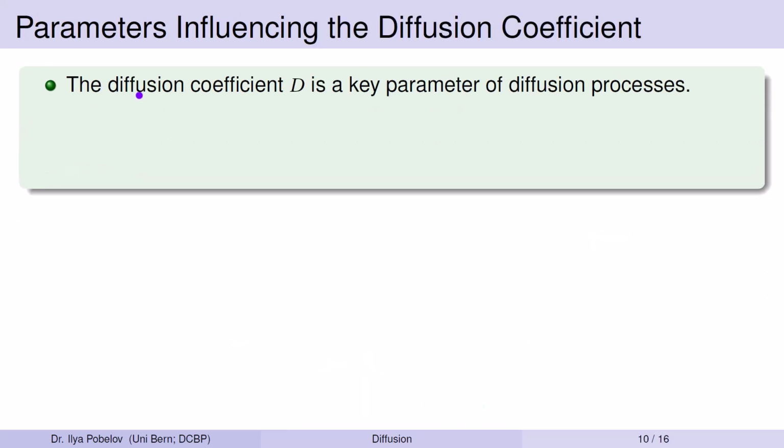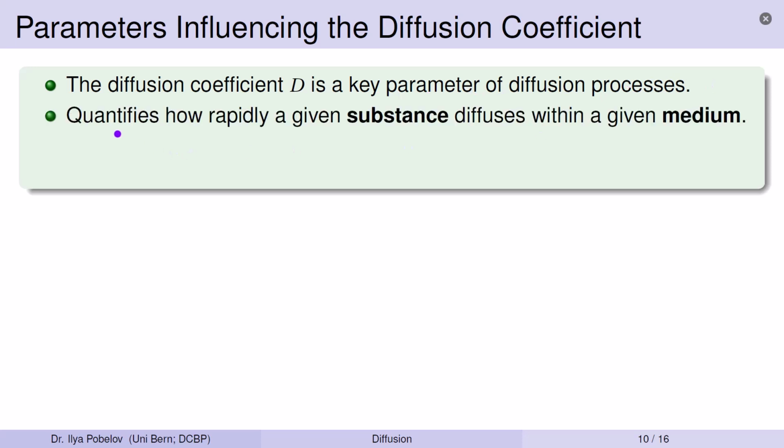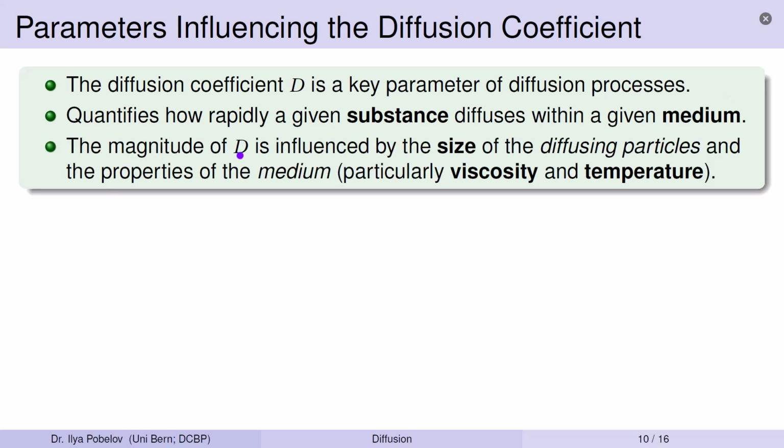The diffusion coefficient, denoted as D, is a key parameter of diffusion processes. It quantifies how rapidly a given substance diffuses within a given medium. The magnitude of D is influenced by several factors, including the size of the diffusing particles and the properties of the medium, particularly its viscosity and temperature.